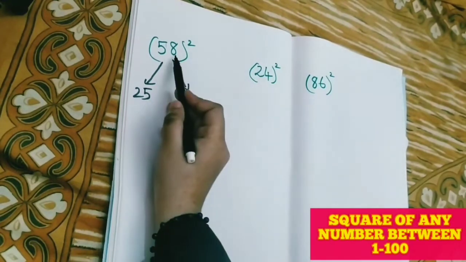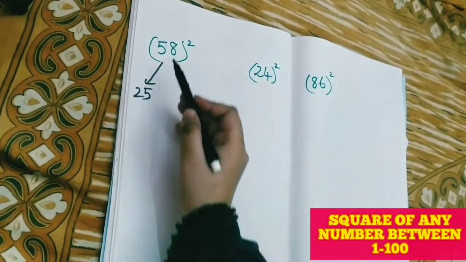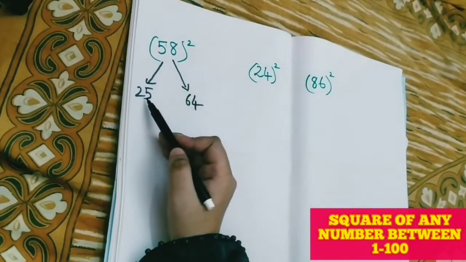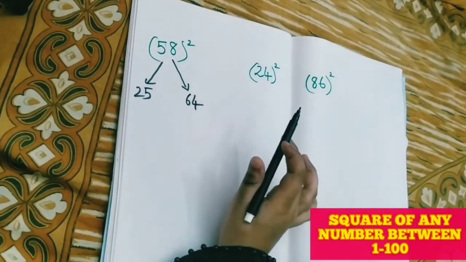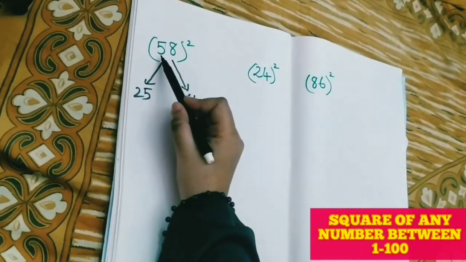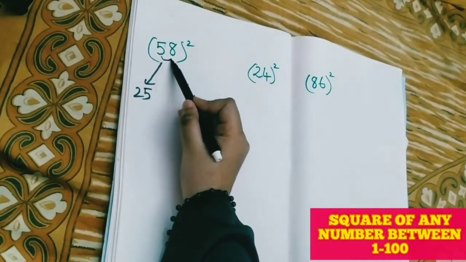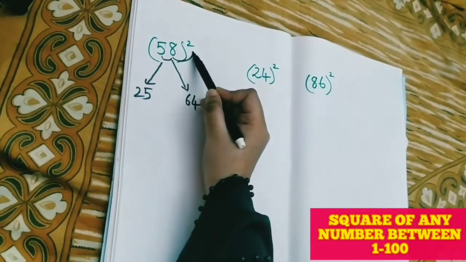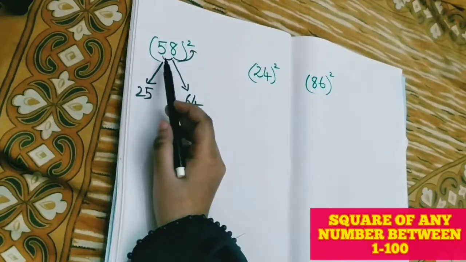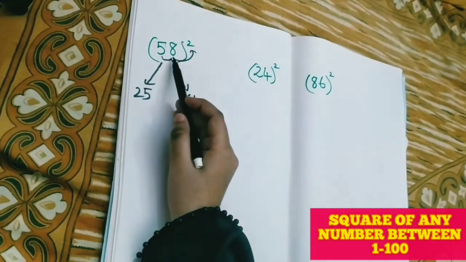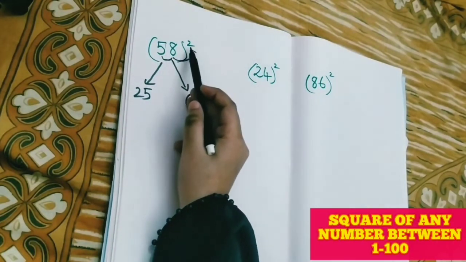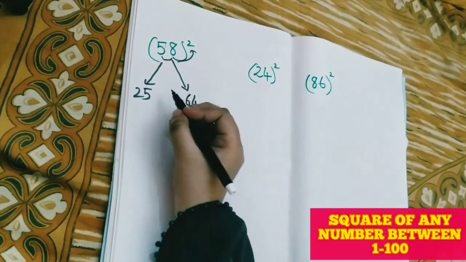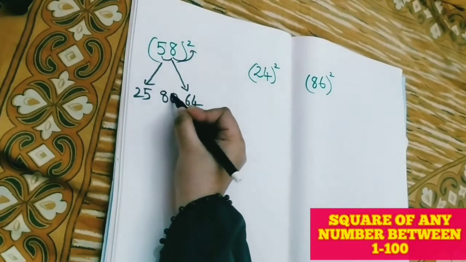First you'll write the square of 8 and then you'll write the square of 5 next to it. This is the first step. The next step is that you have to multiply these two numbers. So 5 8s are 40. 40 into 2 is 80. So you'll put that over here.